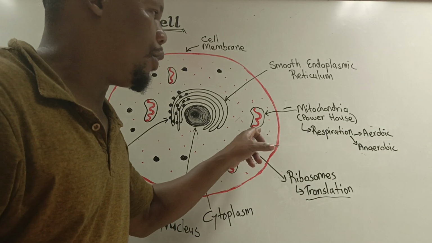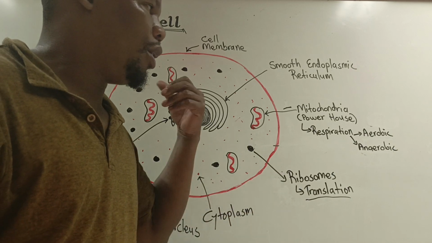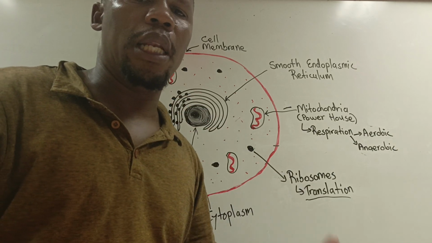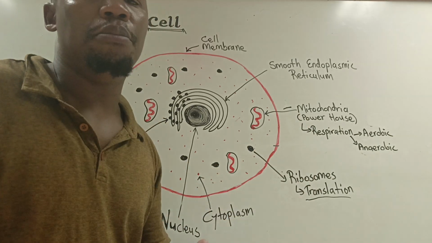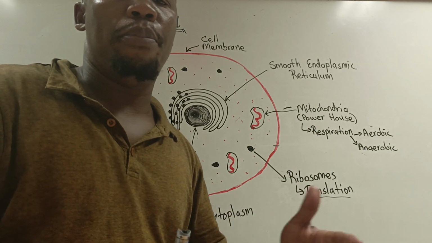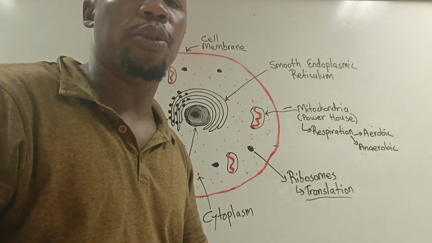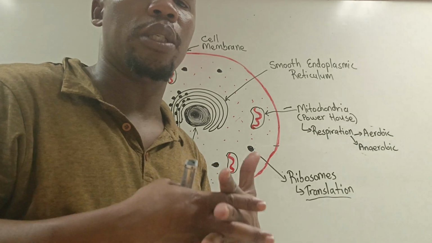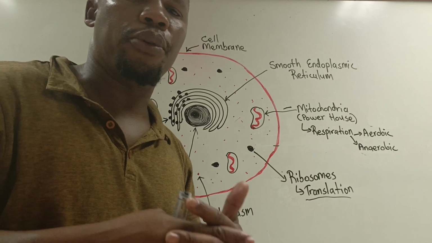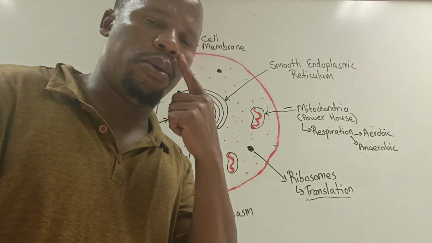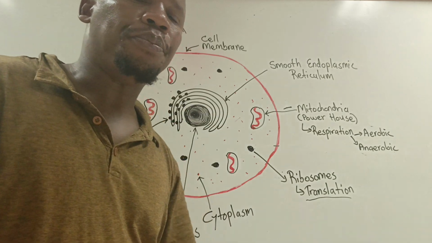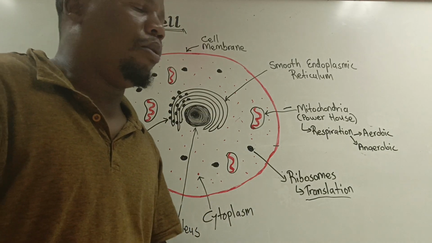So what is the function of this organelle? It produces energy. The mitochondria, like the name says, is the powerhouse of the cell because it produces energy. Mitochondria produces energy through a process called respiration.